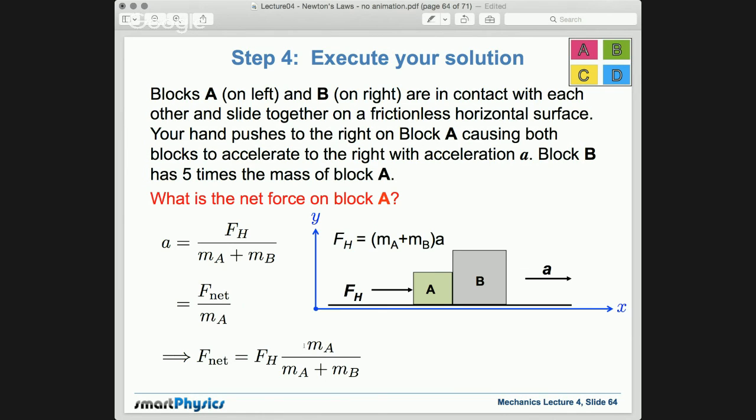So for example, if we knew the masses MA and MB and we knew the force from the hand, then we'd be able to get an actual number for the net force on block A. We are told that block B is 5 times the mass of block A. So we can substitute 5 MA for MB here, put everything in terms of MA, and then those MAs cancel, and you get 1 over 6. So the net force on block A is 1/6 of the force from the hand.